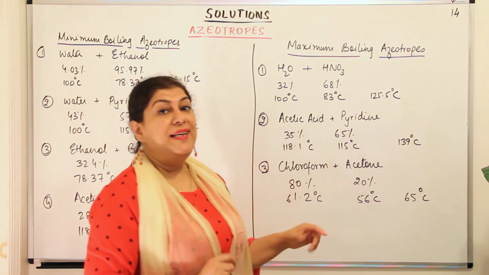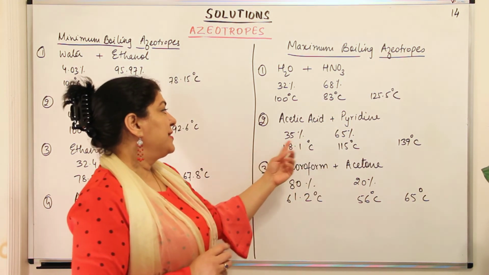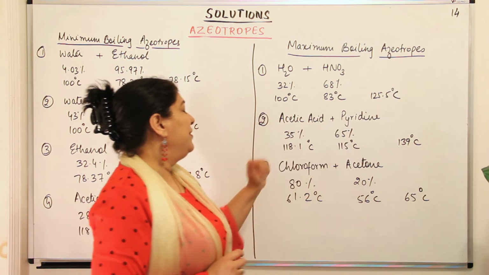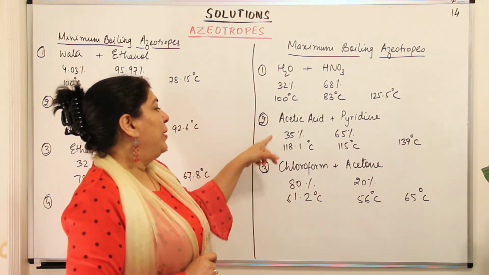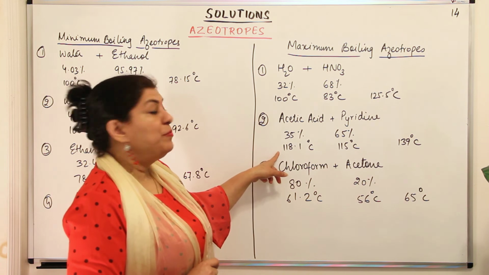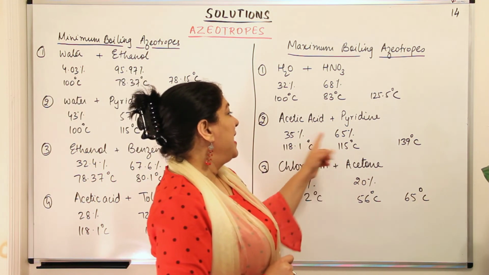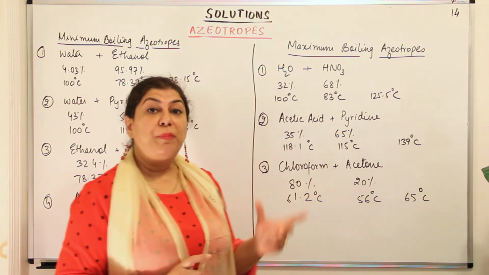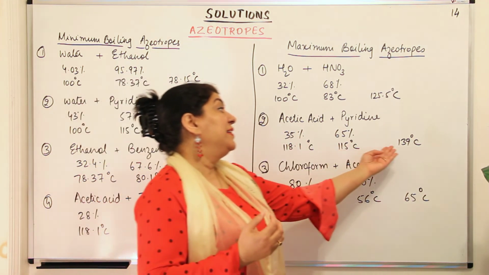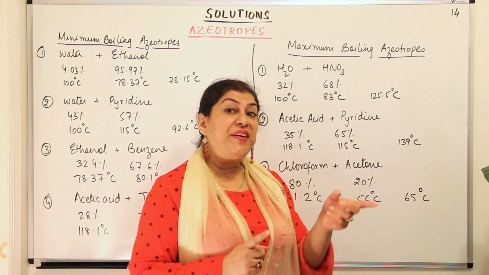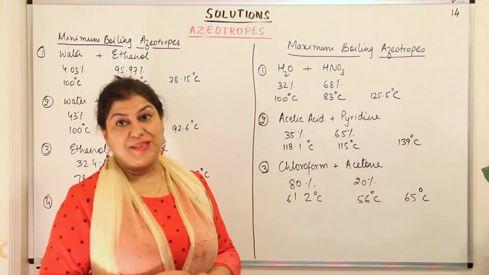Acetic acid and pyridine, in this concentration, that is 65% pyridine and 35% acetic acid, the boiling point of acetic acid is 118.1 degrees Celsius and pyridine is 115 degrees Celsius, and when they form the azeotropic mixture, the boiling point is 139 degrees Celsius, which is higher than either of the components.